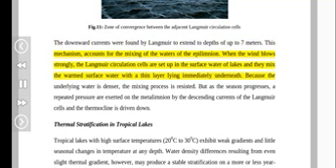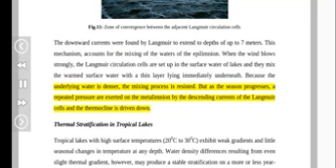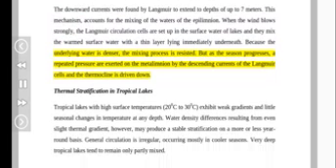When the wind blows strongly, the Langmuir circulation cells are set up in the surface water of lakes and they mix the warm surface water with a thin layer lying immediately underneath. Because the underlying water is denser, the mixing process is resisted. But as the season progresses, repeated pressure is exerted on the metalimnion by the descending currents of the Langmuir cells and the thermocline is driven down.